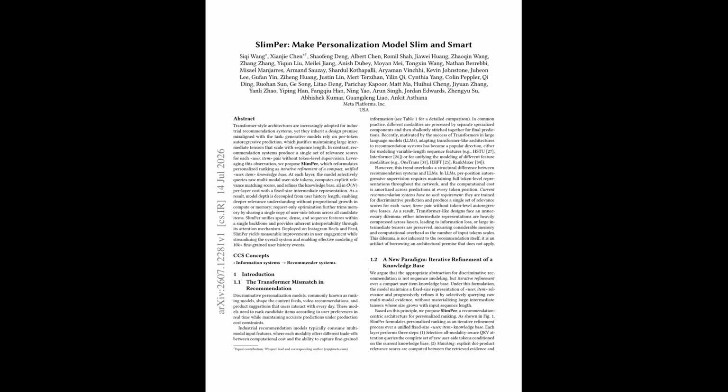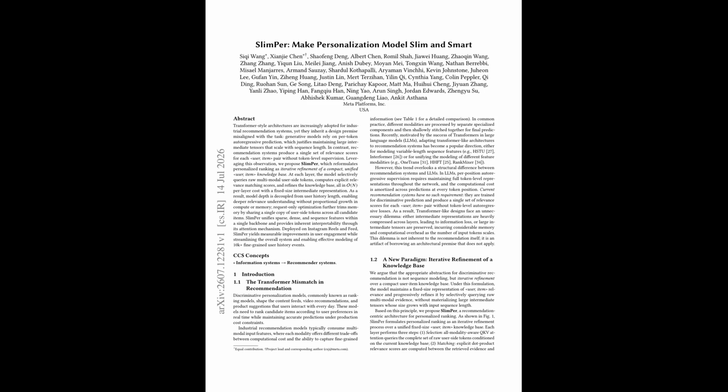SlimPer's key move is to reframe ranking as iterative refinement of a small, fixed-size knowledge base. Think of the knowledge base as a compact scratch pad. In their experiments, just 64 slots of 256 dimensions. That represents the model's current understanding of this specific user item pair. It's initialized from the item side features. Then each layer does 3 steps: select, match, and refine.